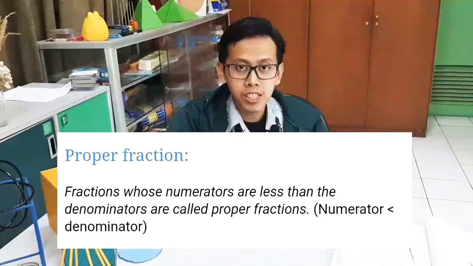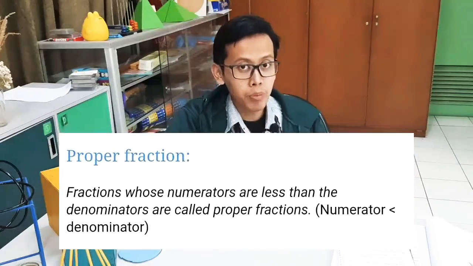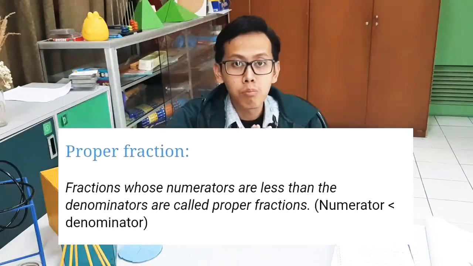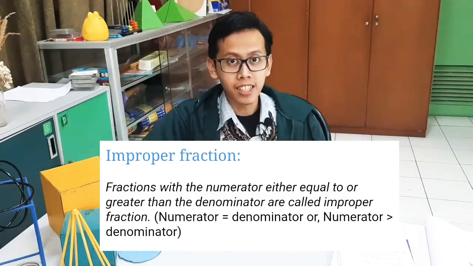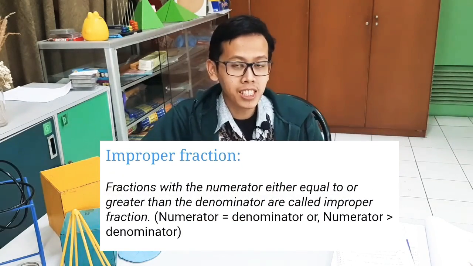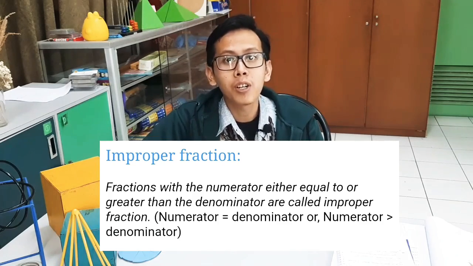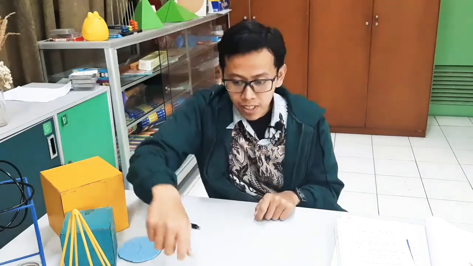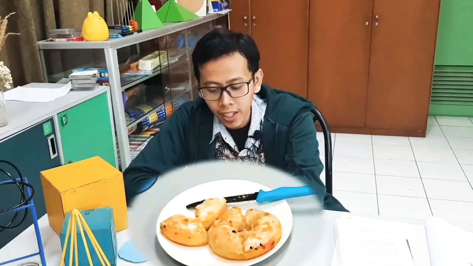A fraction which has a numerator less than the denominator, we can call a proper fraction. If the numerator is greater than the denominator, the fraction becomes an improper fraction. So an improper fraction can also be considered as greater than 1 itself. See, this is 1 whole and we have another fraction.